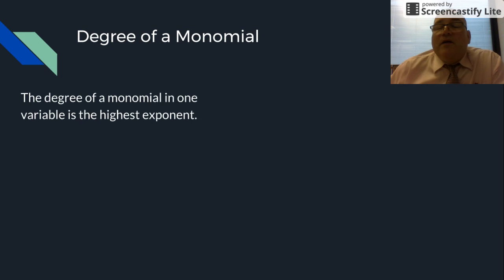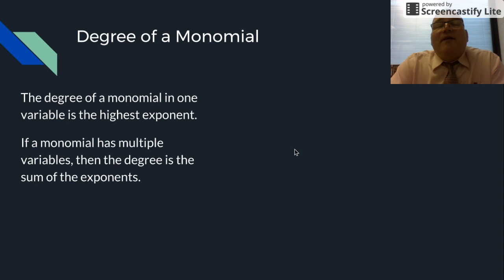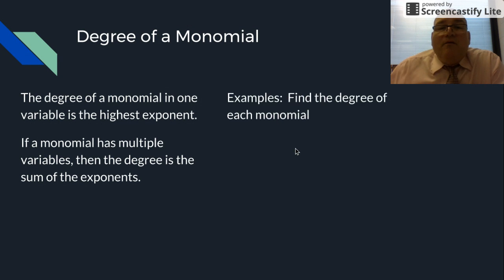The degree of a monomial. The degree of a monomial in one variable is its highest exponent. If a monomial has multiple variables, then the degree is the sum of the exponents. Even if the variables are different letters, it's still the sum of the exponents. For example, find the degree of each monomial.